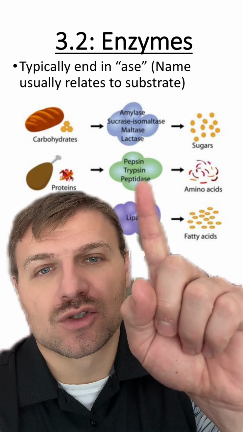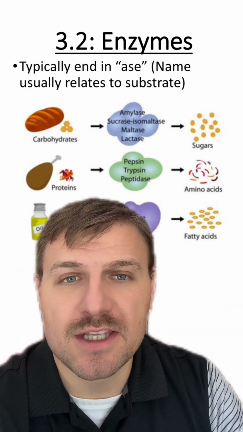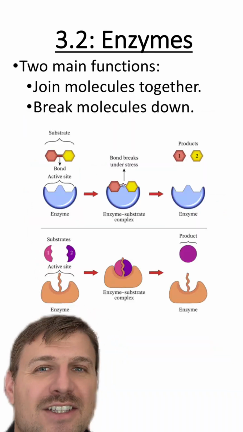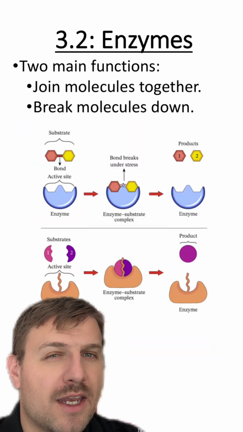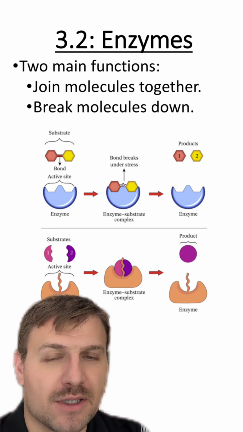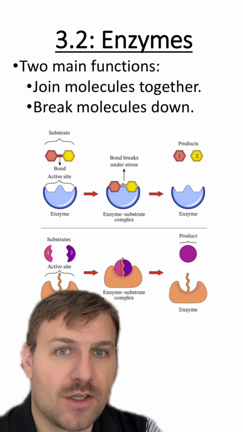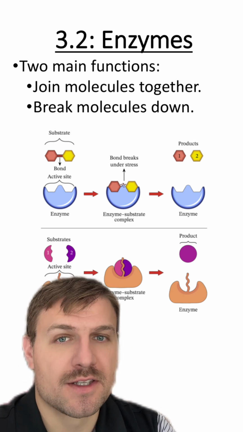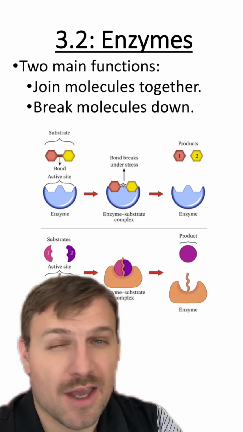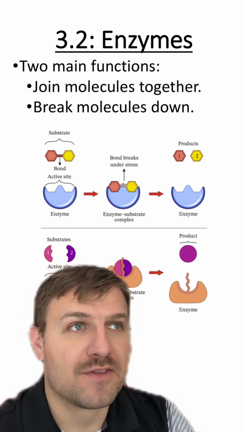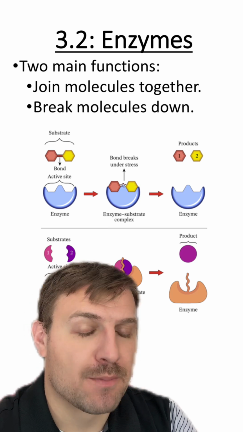You can see here trypsin and pepsin, they break down proteins, but their names don't relate to what they actually react with. Now, I like to tell students that there are two main functions that an enzyme can complete. Enzymes either join molecules together or break molecules down. Again, this is a generalization. There are enzymes that can do other things or maybe even do both, but typically enzymes do one of those two things. They join things together or they break things apart.